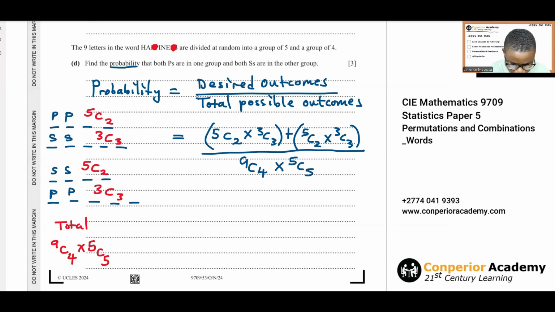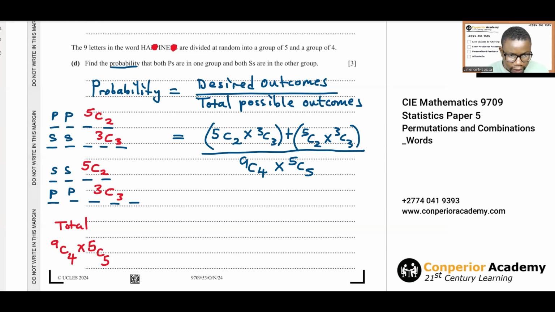So if I plug it into my calculator, I'll use the fraction button. Then for the numerator, I'll open a bracket, and then I'm going to say 5 choose 2 times 3 choose 3, which you should know what that is. Then I will close, and then I'm going to multiply that by 2 because it's the same thing at the top. Then at the bottom, I have 9 choose 4. And then if you want, you can plug in 5 choose 5, but that should give you 1, isn't it? And then you just put that in your calculator.